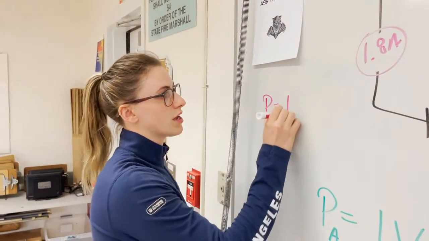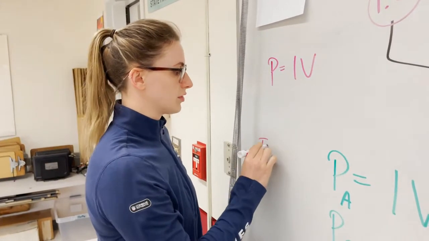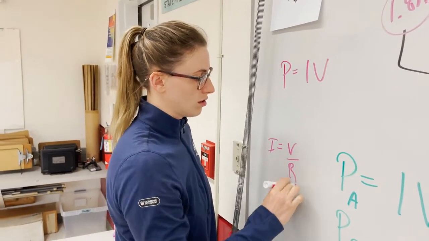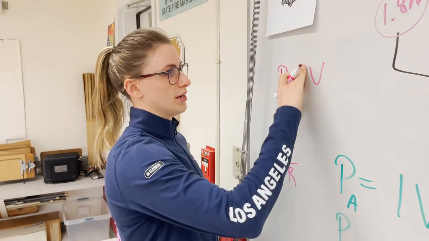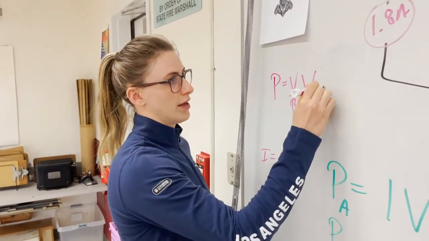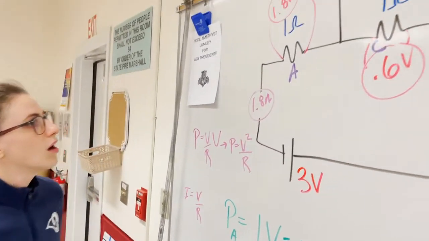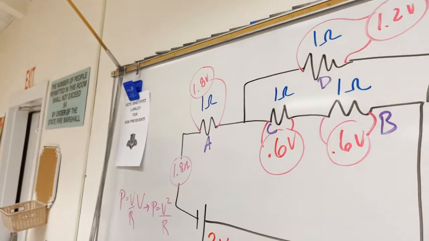So P equals IV, and we don't have the current, right? So what is Ohm's law for current? I is V over R. So we could put V over R right here. So that's really P equals V squared over R, right? Okay, so that makes it much easier.